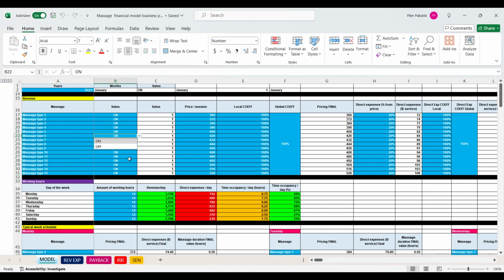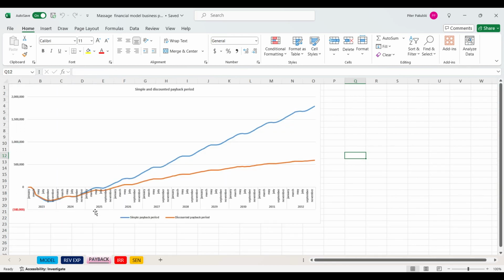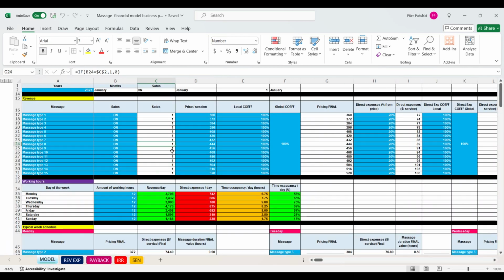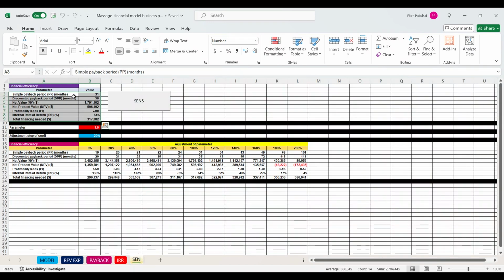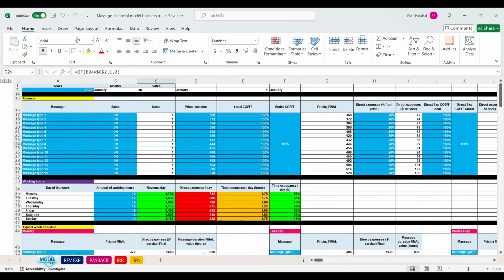Next column, we can switch on and switch off each massage service from the project and see the cash flow with or without this or that service. This will help you see how each specific service affects the payback period, revenues, profit, and other financials. Next column is pricing for each massage service.